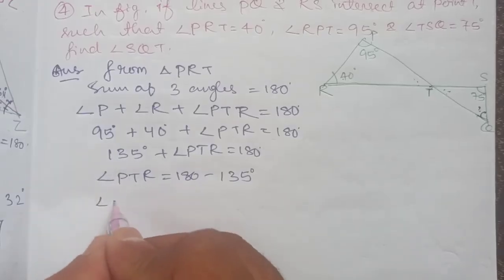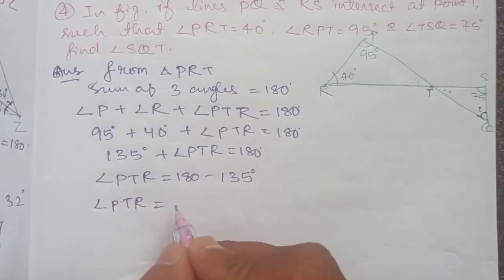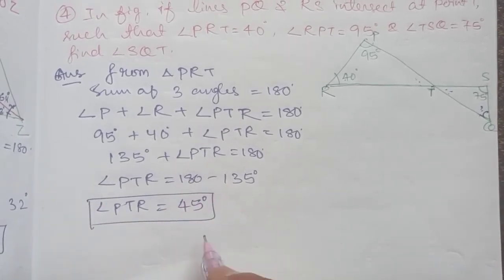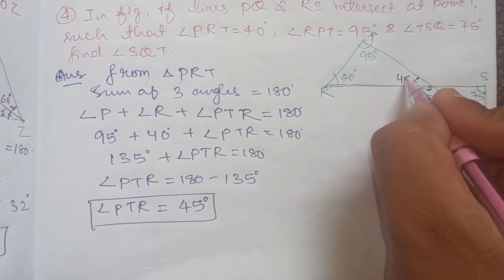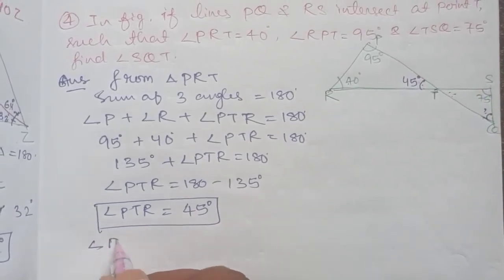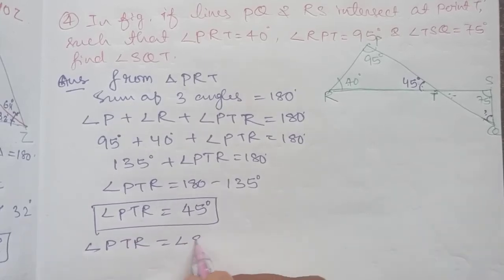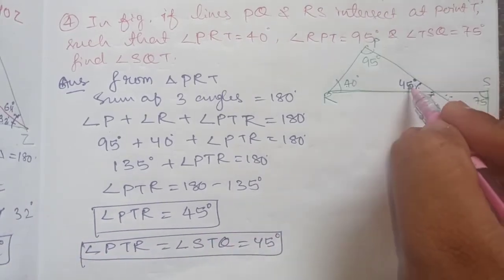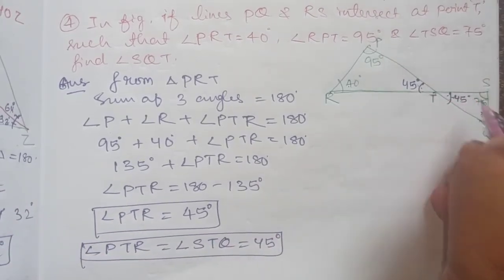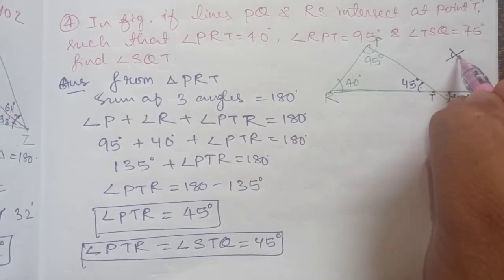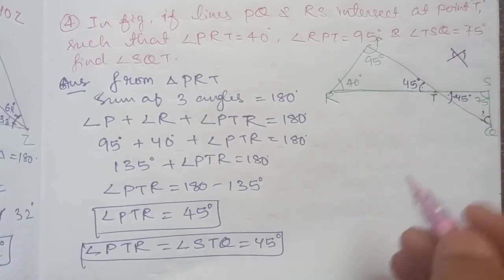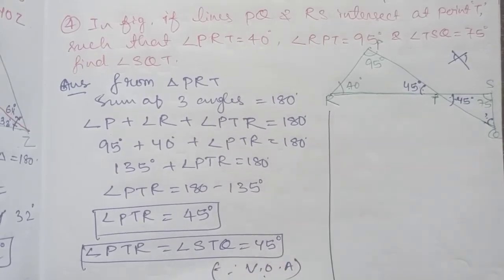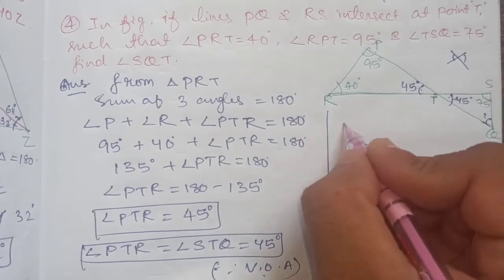Now angle PTR we will get 45 degrees. So I am going to write here 45 degrees. Now angle PTR is also equal to angle STQ, which is 45 degrees. Both the angles are equal. If this is 45, this is also 45. Why? Vertically opposite angles. Any X shape angles, these two angles are always equal, remember. Because of VOA, vertically opposite angles. Now we have to find this angle.